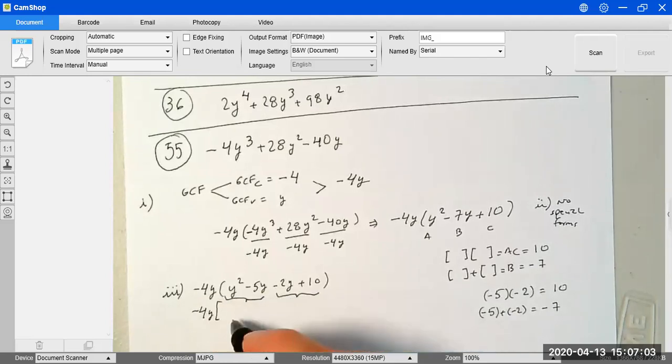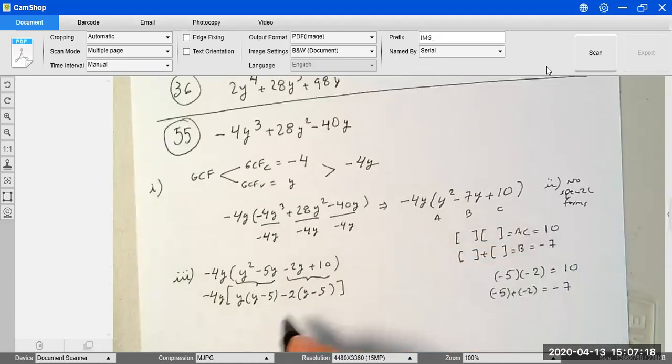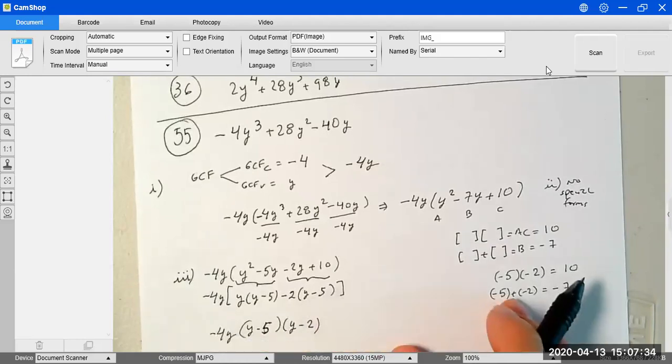The greatest common factor for the first group is just y, that multiplies y minus 5, and the greatest common factor for the second group is just 2, that multiplies y minus 5. So you can see that the common binomial is going to be y minus 5. Then the binomial containing the greatest common factors is y minus 2, and finally I have negative 4y over here. So that is going to be the answer for this problem.